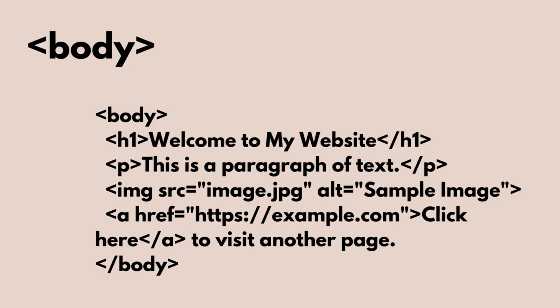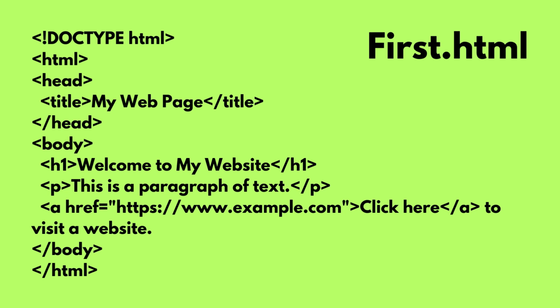The body tag in HTML is used to define the main content of a web page that is visible to users. Everything inside the body tag is displayed in the browser, such as text, images, videos, links, and other content elements. In HTML, most tags need to be opened and then closed to define content.